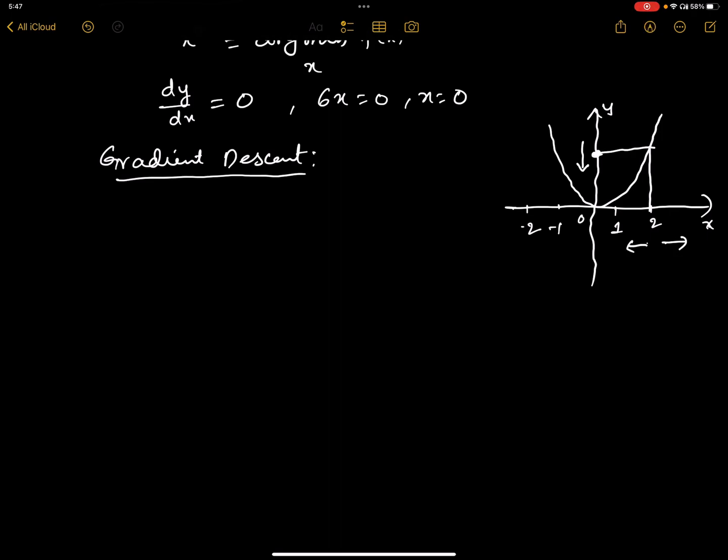When we are at point x is equal to 2, we have to decrease the value of x in order to reduce the value of y, so that it can move towards the minimum.